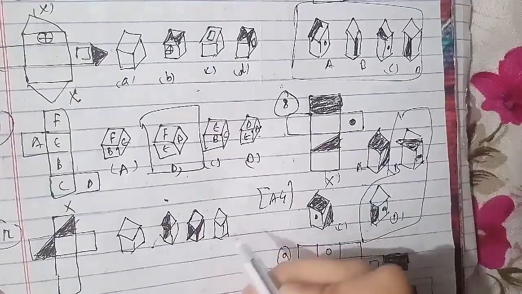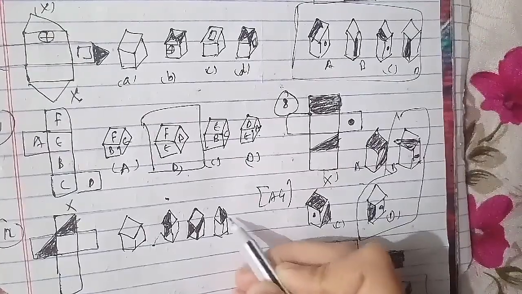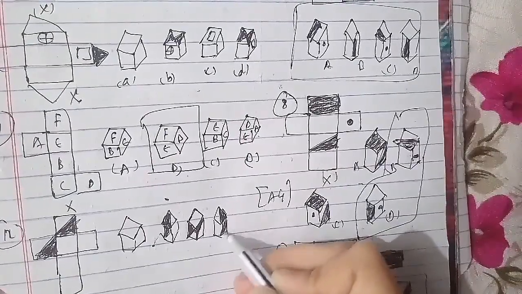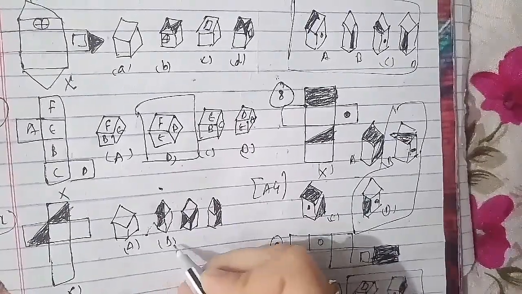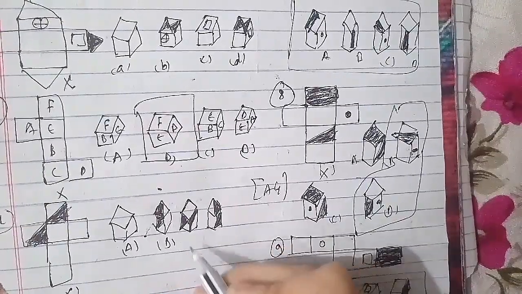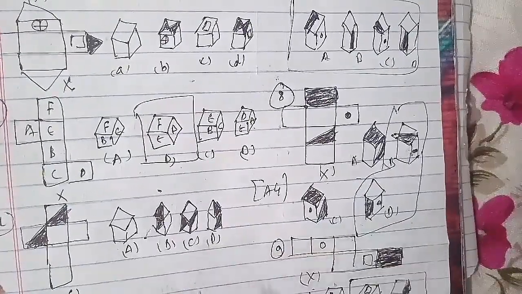This is being represented here. So here the options for the same are A and D only, C and D only, A and B only, B and C only. So for the same we have to go ahead, and that is what we will have to answer as well.